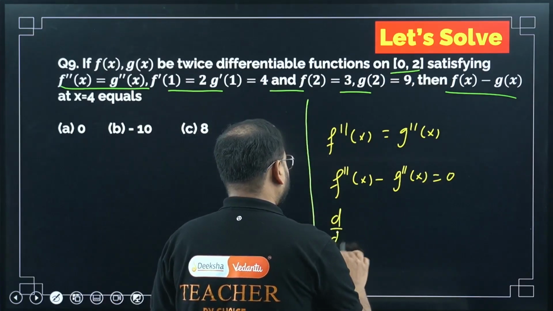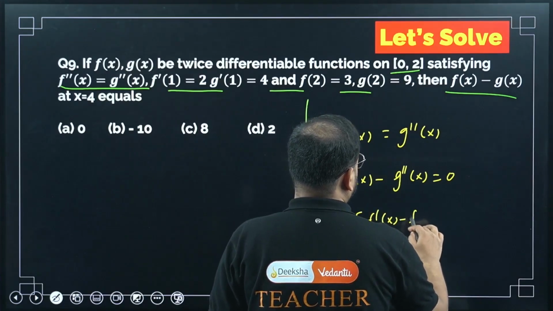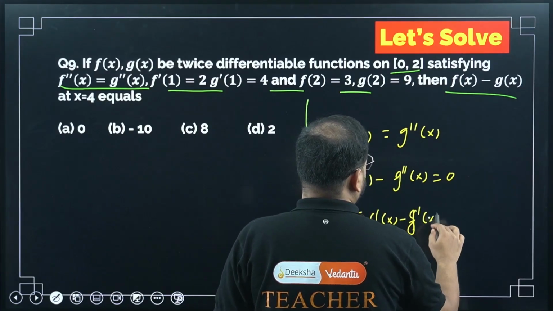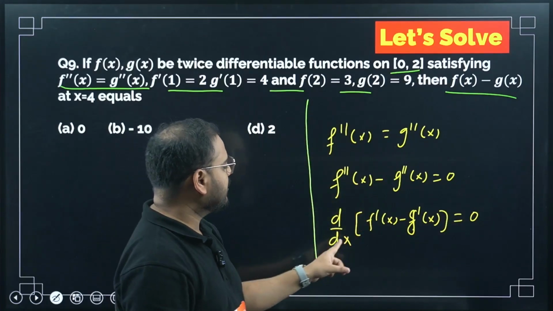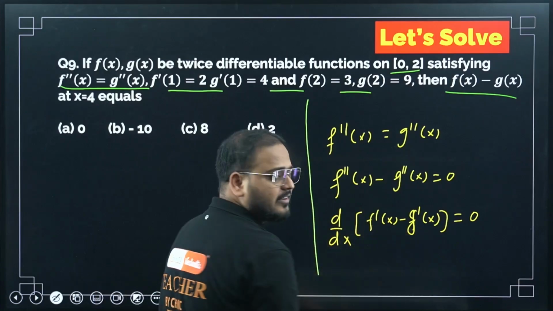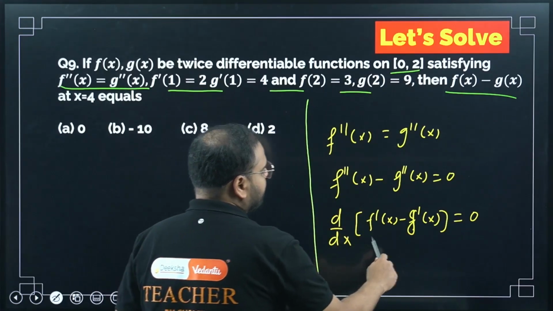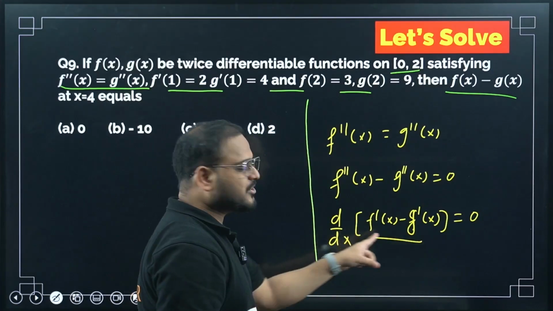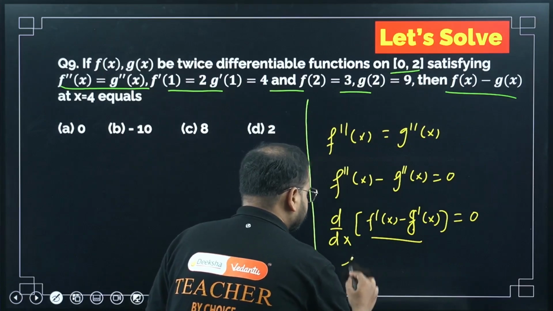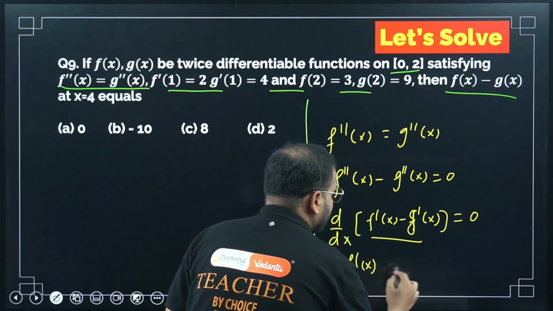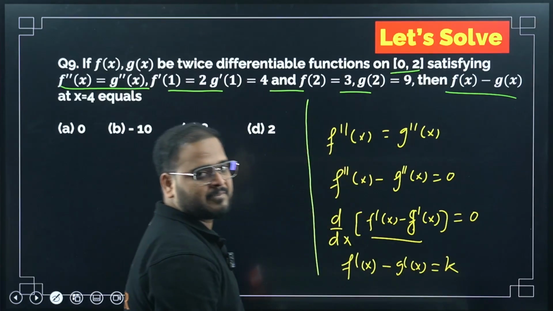Another way of writing this is the derivative of the first derivative. This is the second derivative, no? I can write this as the derivative of the first derivative. Now please check, I have written here the first derivative. When can I get a differentiation of 0? When the number being differentiated is constant. It means that f dash of x minus g dash of x is equal to a constant k.